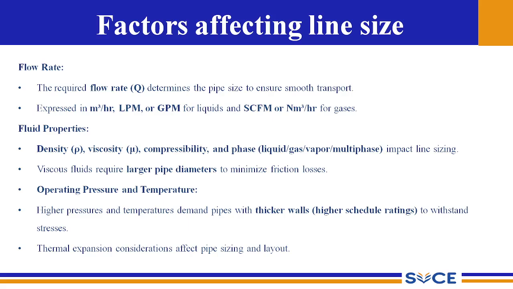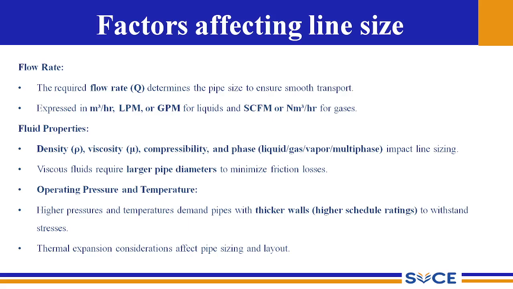The various factors that will affect the line size. First is the flow rate. So the flow rate is the value with which you start the line sizing calculations. It will determine the pipe size to ensure the smooth transport. Normally, we measure the flow rate in terms of meter cube per hour, that is the volumetric flow rate, or we go for liter per minute or gallons per minute for liquids, and in the case of gases we go for standard cubic feet per minute or meter cube per hour or normal meter cube per hour for gases.